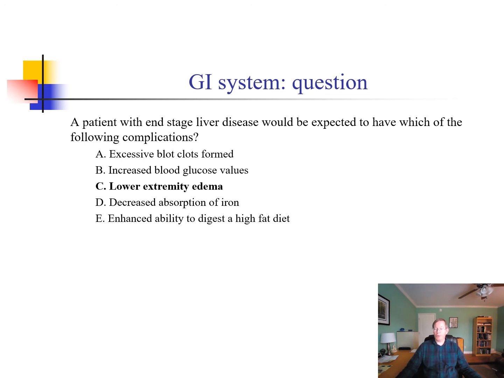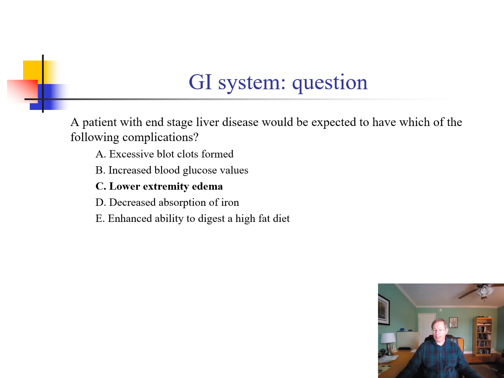Now, I hope that you would recognize that you would likely have lower extremity edema in both legs or in any kind of dependent area. And this is because you have less albumin synthesized when you have end-stage liver disease. Remember, that was one of the functionalities. Now, excessive blood clots would not be the case because if you remember, you make the coagulation proteins as well as thrombopoietin in the liver. So both of those are involved in clotting. If you don't make them, you're going to have problems with clots, not excessive clots.